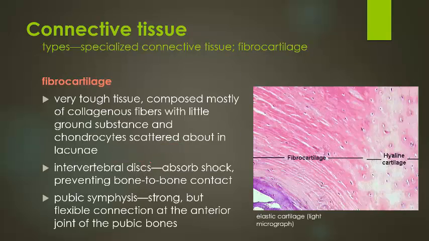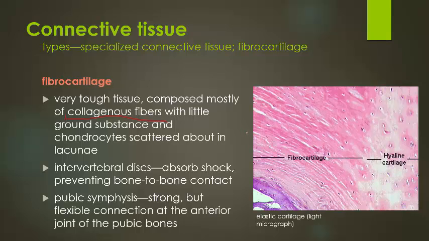The third type of cartilage is referred to as fibrocartilage. Now, this is the cartilage that's going to be the most difficult to distinguish from other connective tissues. I think that this looks a lot like the dense, regular connective tissue because it's a really tough tissue, very similar in that respect to the dense, regular connective tissues. The extracellular matrix is primarily collagenous fibers with relatively little ground substance. And the chondrocytes, though, can be seen scattered about in their lacunae.